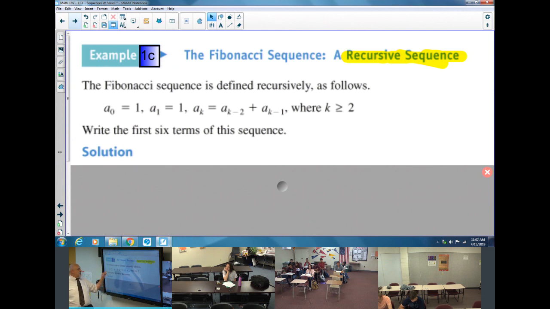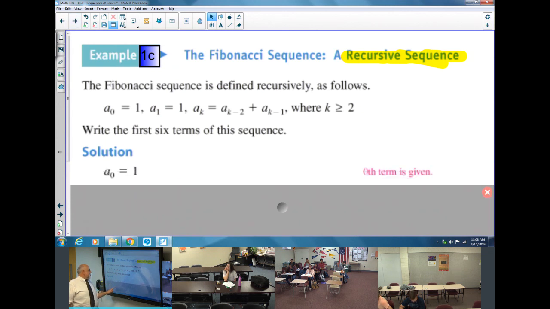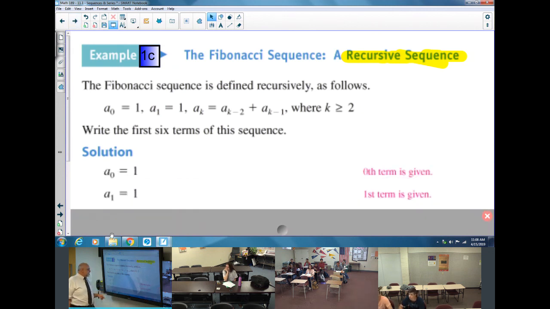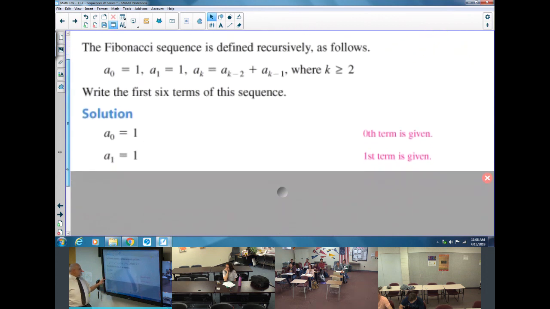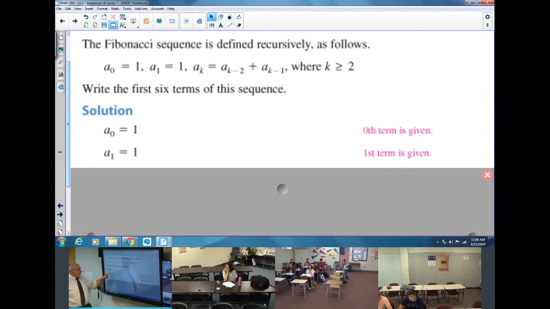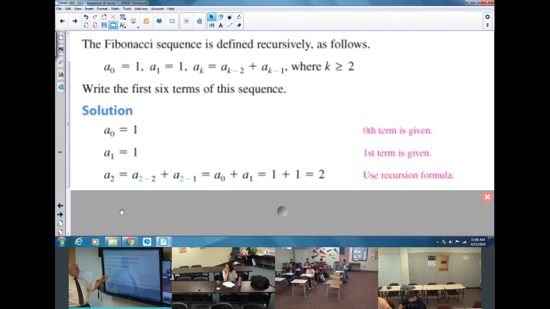So we say that a sub 0 is 1, a sub 1 is 1, and then a sub k is equal to a sub k minus 2 plus a sub k minus 1. That means the previous term, and then the one before that. So the first term is 1 and the second term is 1. Then the next term, if we add those two, 1 plus 1 is 2. And then to get the next term, you add 1 and 2 together and get 3.